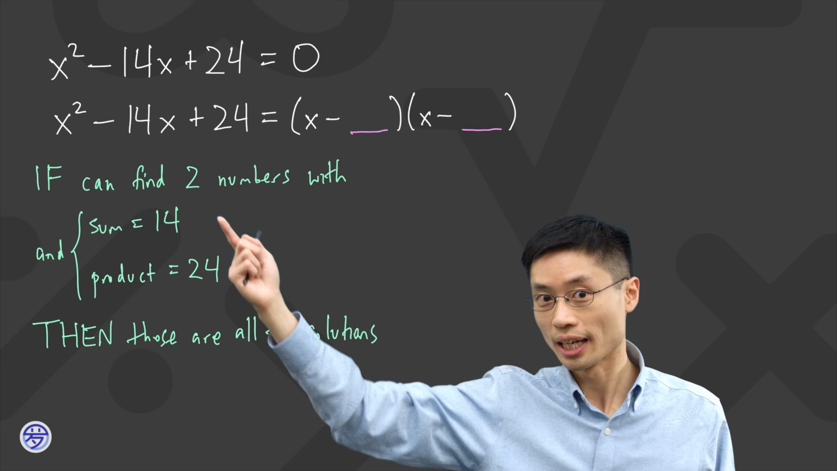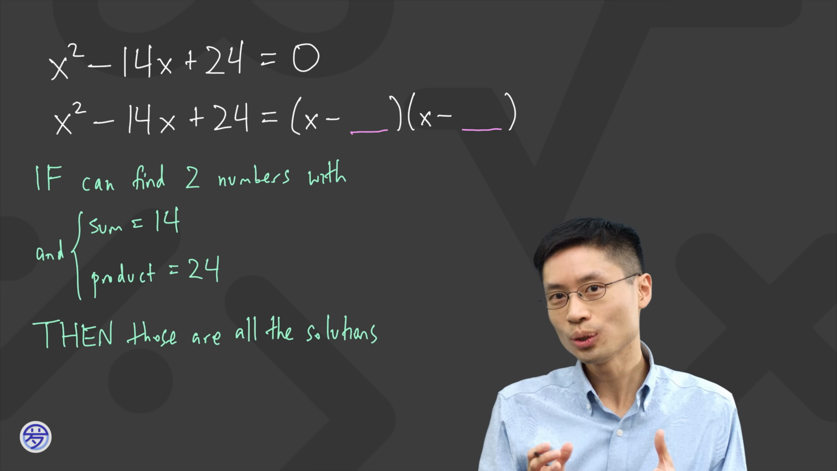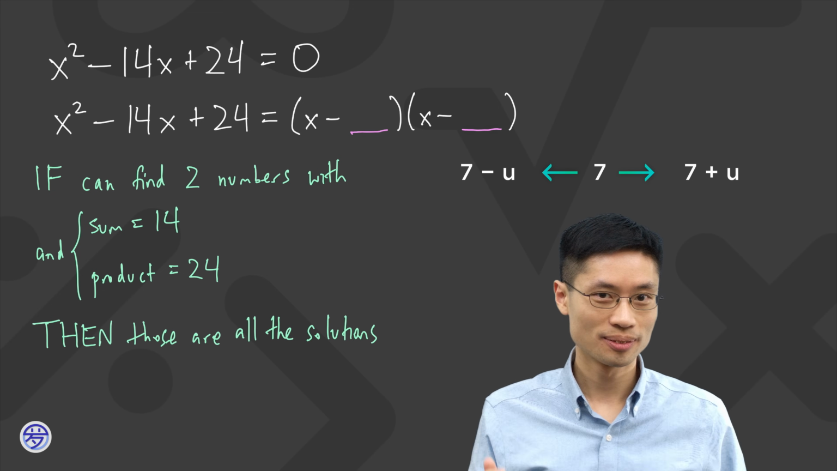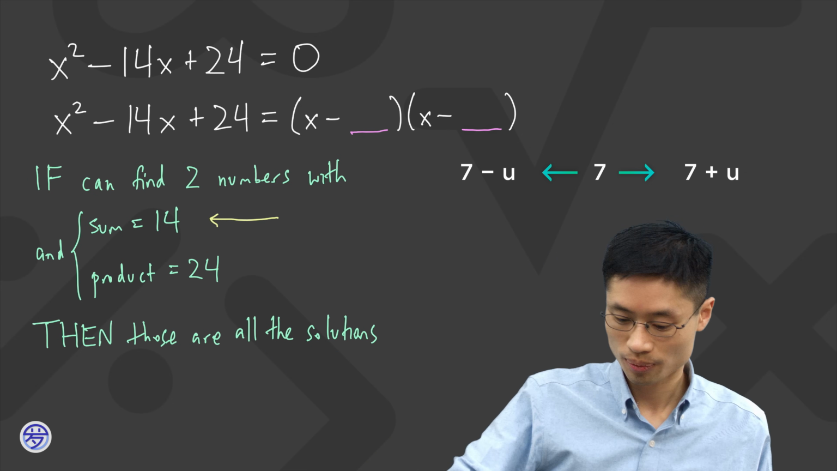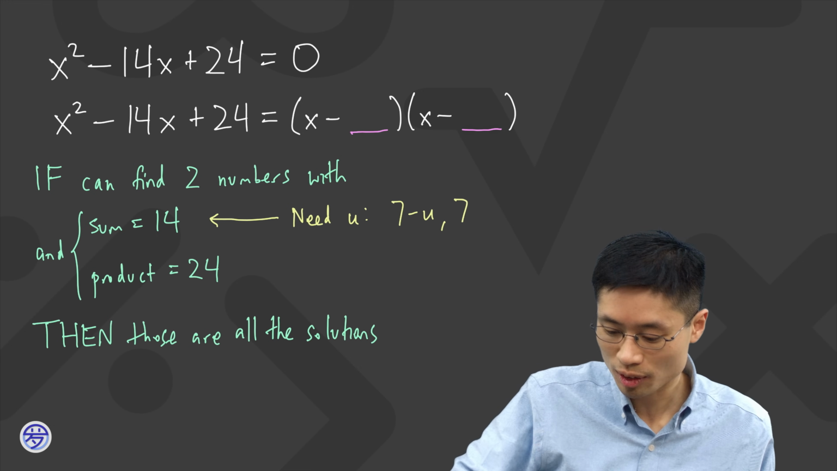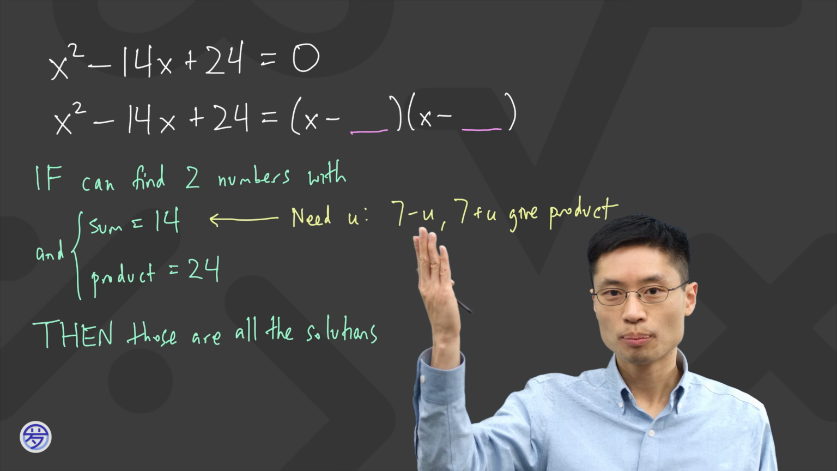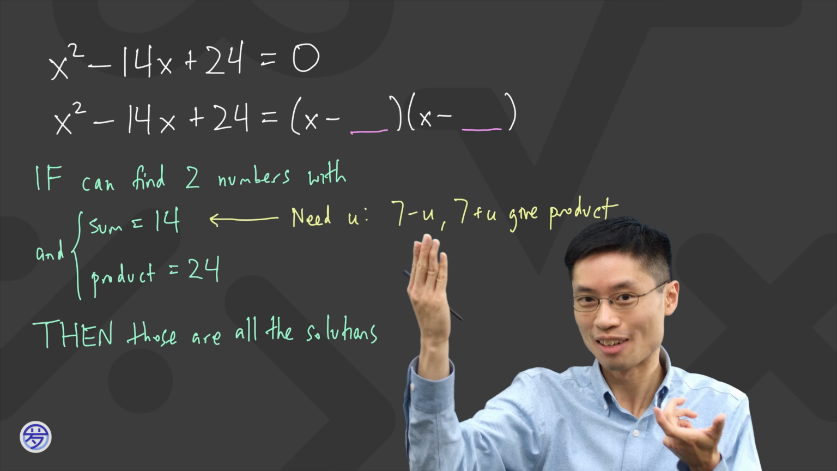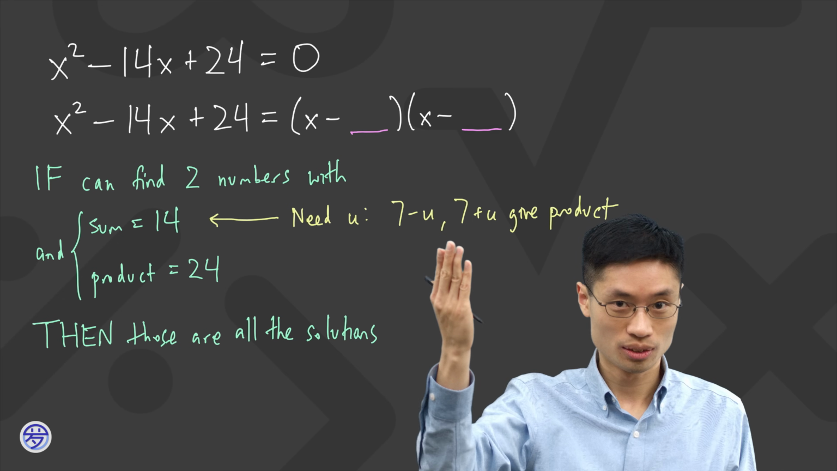I need to find two numbers with a sum of 14 and a product of 24. Two numbers have a sum of 14 exactly when their average is 7. And two numbers have an average of 7 exactly when those two numbers are 7 minus a little bit and 7 plus the same bit. So what I'll write here is an arrow, and I'll say, I just need to find a u so that 7 minus u and 7 plus u give the product. Because if I found a u so that 7 minus u and 7 plus u gave that product, they would already give the sum. They're already set up so that it's the average minus a bit and the average plus the same bit. Why did I call this u? I want to use u for unknown, I guess.